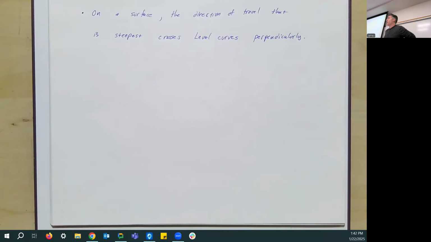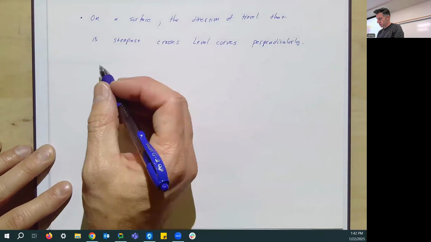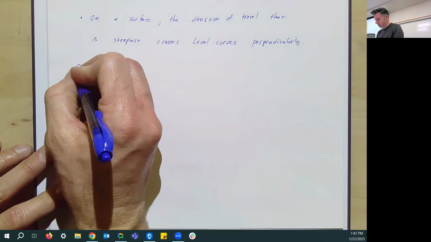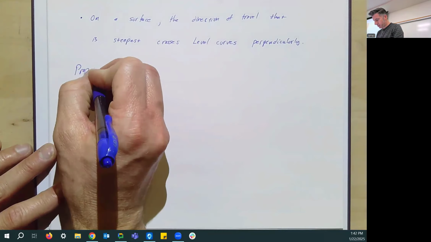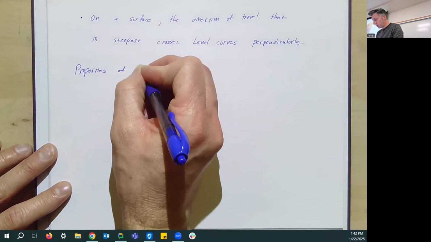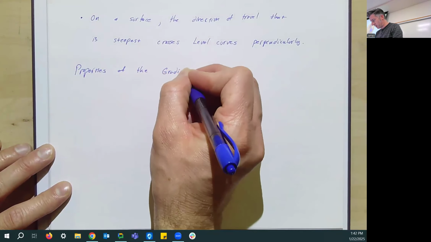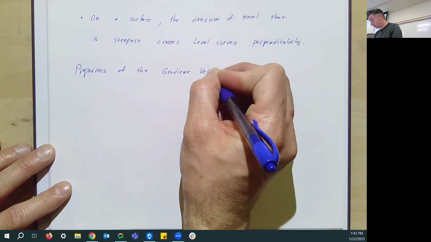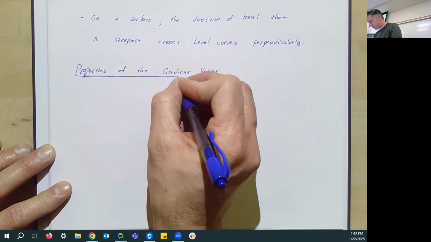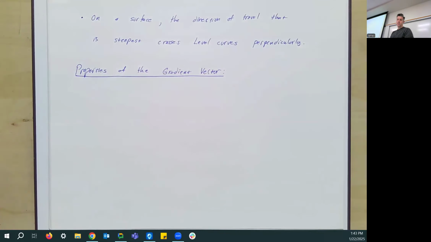So let's talk about some properties of the gradient vector. And we'll come back, I promise. So, properties. People usually just say the gradient, but I'm going to say the gradient vector so that we remind ourselves that the gradient is a vector.